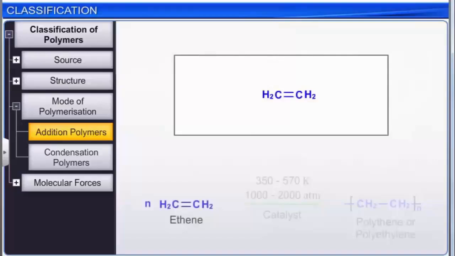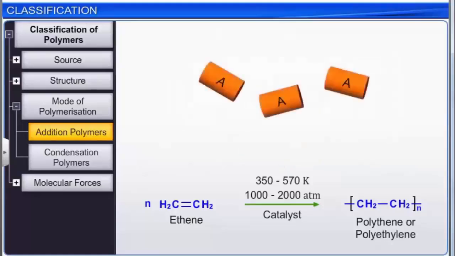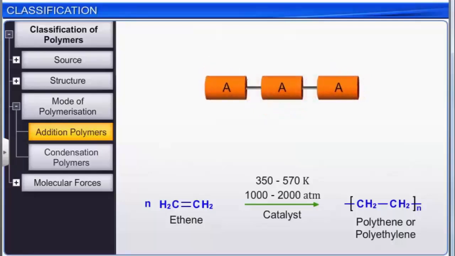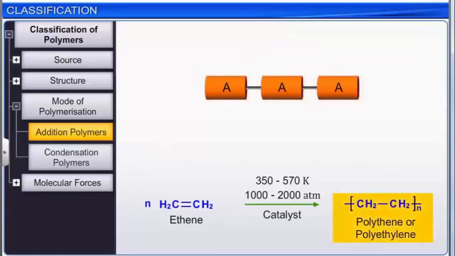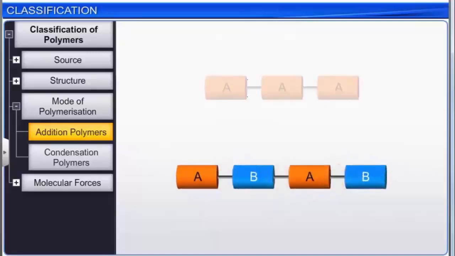For example, ethene contains a carbon-carbon double bond. When polymerized, it forms polythene or polyethylene, which has all single bonds. Addition polymers obtained from the polymerization of a single monomer are referred to as homopolymers. Polythene is a homopolymer. In contrast to homopolymers, copolymers are obtained by the addition polymerization of two different monomers.